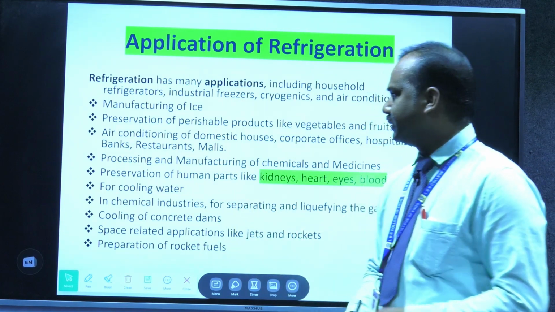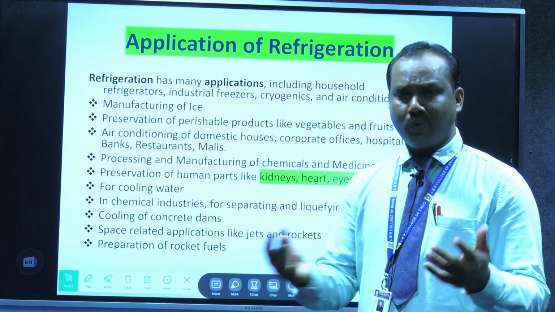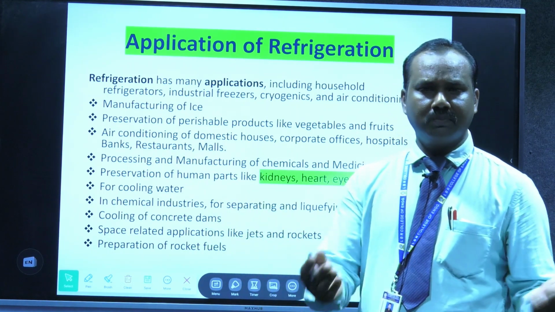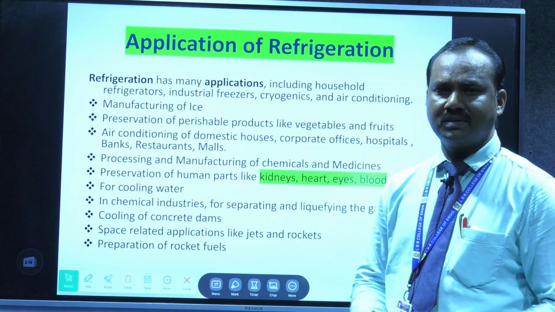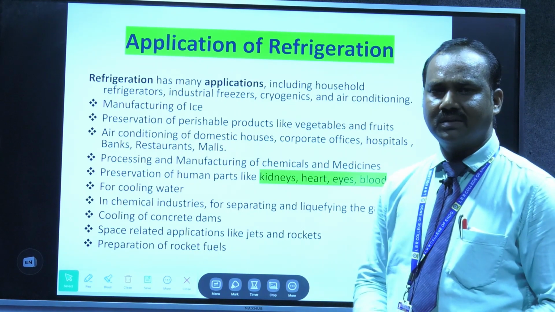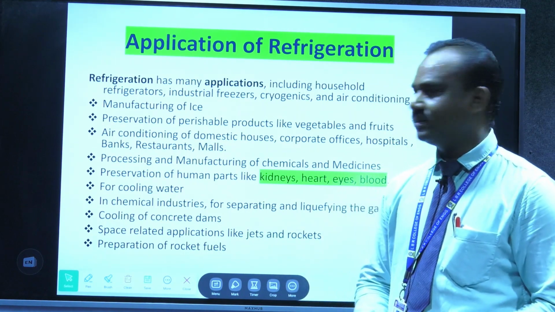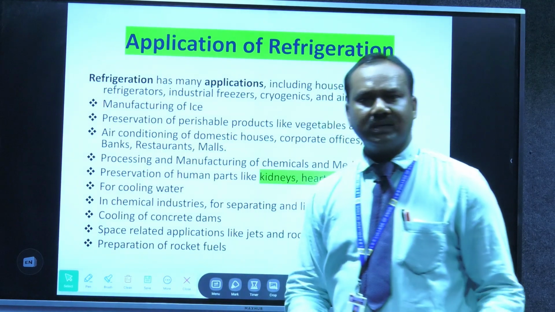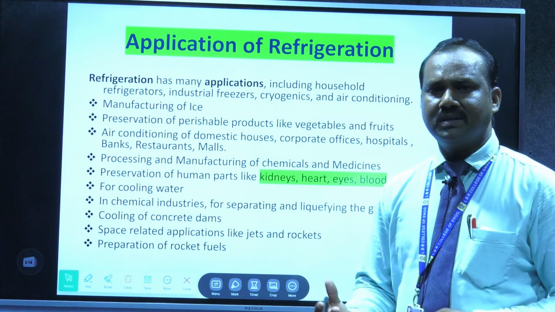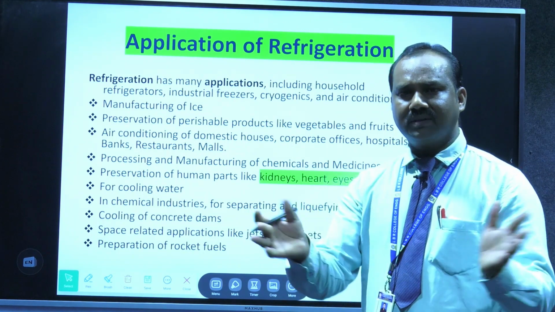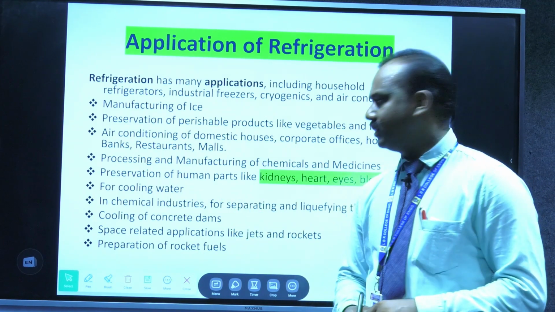That is one application. And the biggest application of refrigeration is air conditioning. So air conditioning of domestic houses, restaurants, malls, banks, whatever it may be, we can write n number of applications. Corporate colleges, corporate offices, cinema theaters, hospitals. In all cases, we are using air conditioning. Air conditioning is one of the largest applications of refrigeration. Similarly, processing and manufacturing of various chemicals. Similarly, processing and manufacturing of various medicines, we require refrigeration. Medicines will be manufactured in a controlled environment, not open atmosphere. For that, we require refrigeration, right?